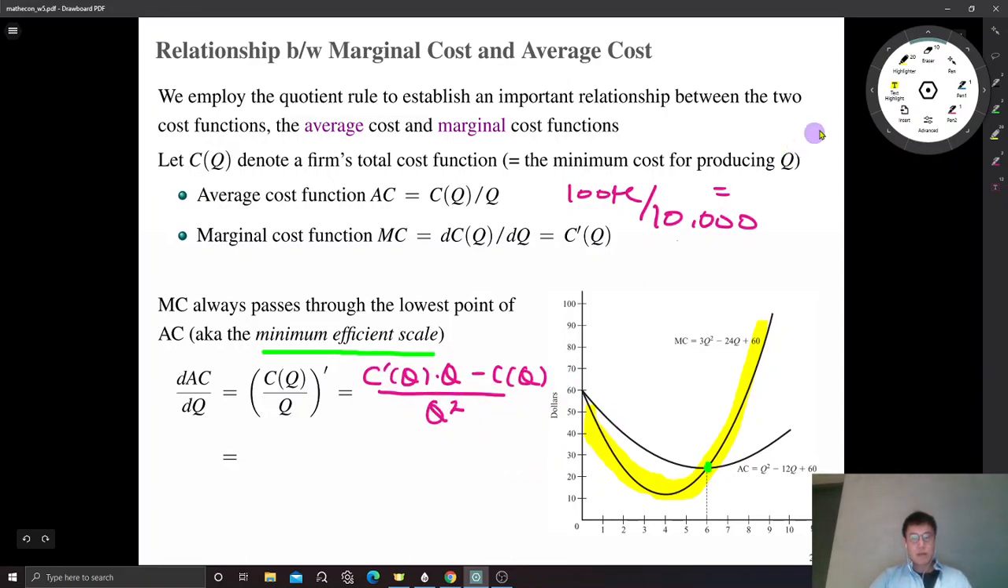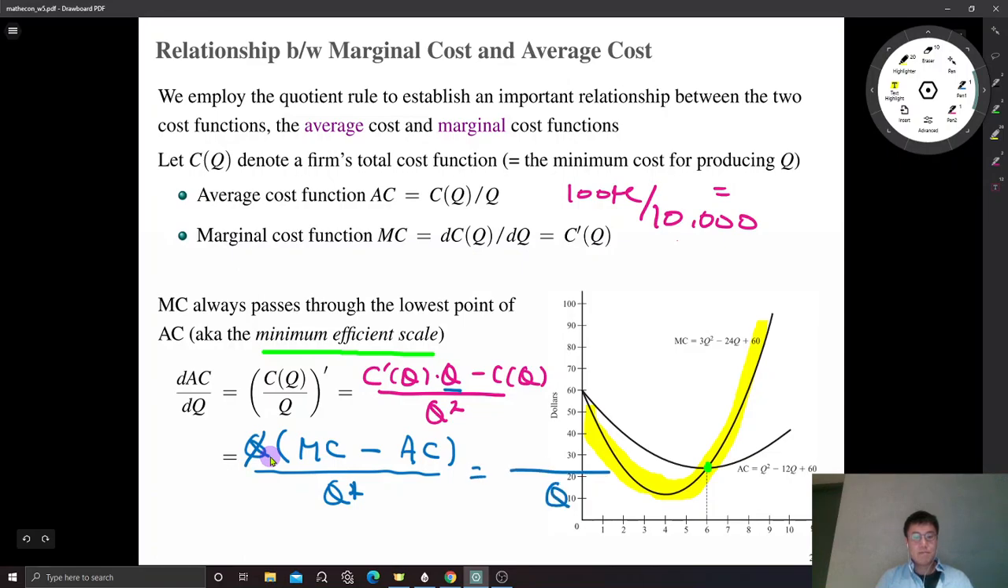So we obtain this. Now let me manipulate it a little bit. If I factor out Q from the top, then Q comes up front, and I will be left with C prime, but that is marginal cost. And then C over Q, that is average cost, and then divided by Q squared. So I can cancel out Q, just to simplify the expression, so Q on the bottom and MC minus AC on the top.